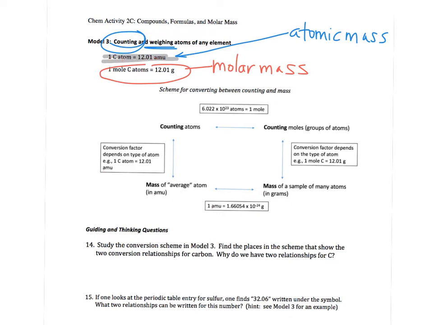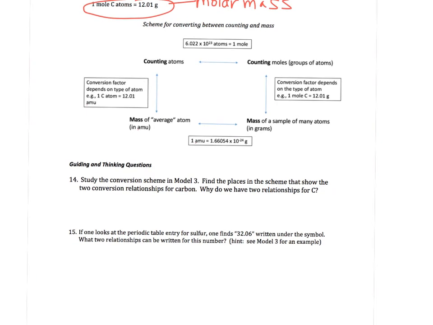So let's look at this scheme a little bit. Study the conversion scheme in Model 3. Find the places in the scheme that show the two conversion relationships for carbon. So let's see where those are. One is here. 1 carbon atom equals 12.01 AMUs. And one is here. 1 mole of carbon is 12.01 grams. Why do we have two relationships? Because in one case, we're just counting a single atom, and in the other case, we're counting a whole mole.